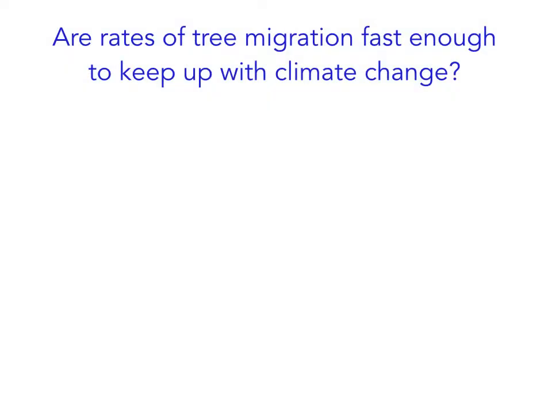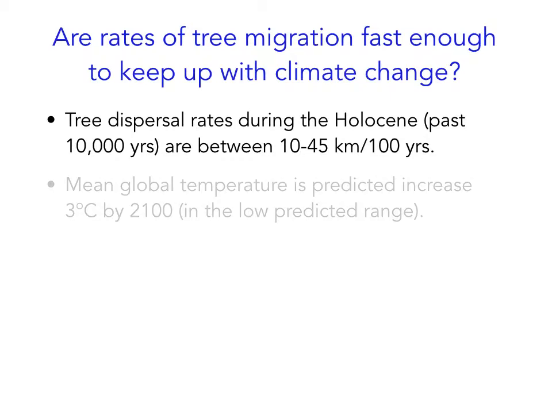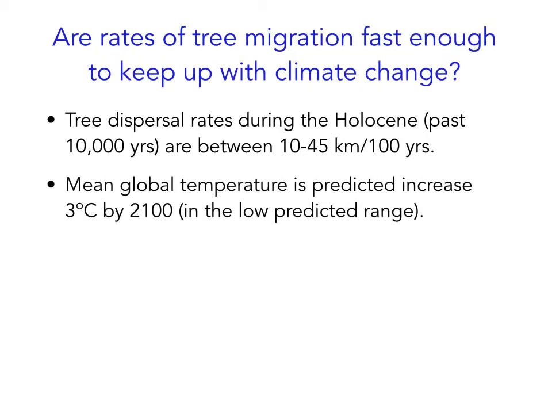So here's the question. Are rates of tree migration fast enough to keep up with climate change? Here are a couple pieces of information to consider to help you answer this question. First of all, tree dispersal rates during the Holocene, that is about the last 10,000 years, are between 10 and 45 kilometers per 100 years. Mean global temperature is predicted to increase 3 degrees by 2100, and this is in the low predicted range.